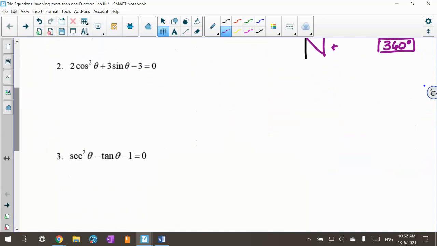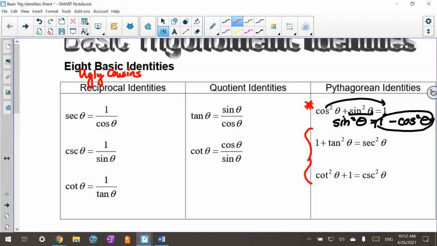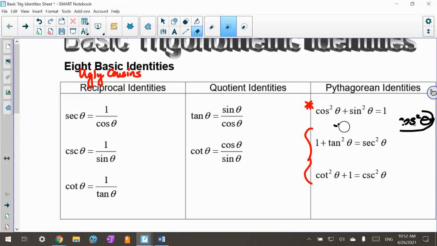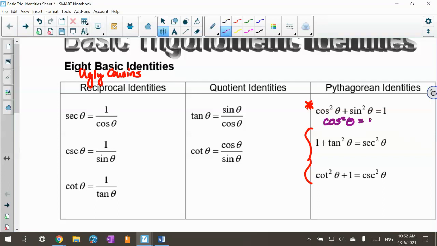All right, let's look at this one. I've got 2 cosine squared theta plus 3 sine theta minus 3. I see sine, I see cosine, but this is squared, so I'm wondering if I can use one of the identities. So I'm going to go over to my sheet. Now this time I'm solving for cosine squared. See how I solved for sine squared here? So if I solve for cosine squared here, I'm just going to move the sine squared over. Now I know that cosine squared of theta equals 1 minus sine squared. So in the cosine squared, I can actually put this. And then my whole equation will be in sine.